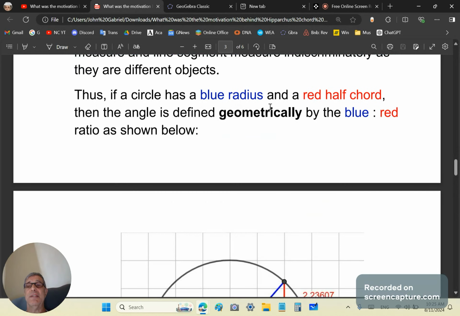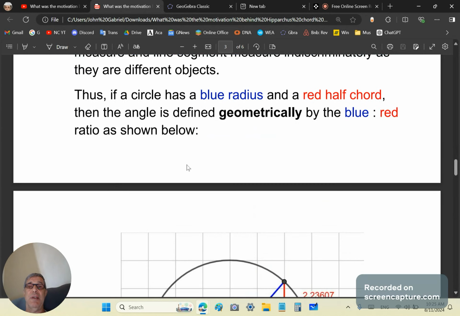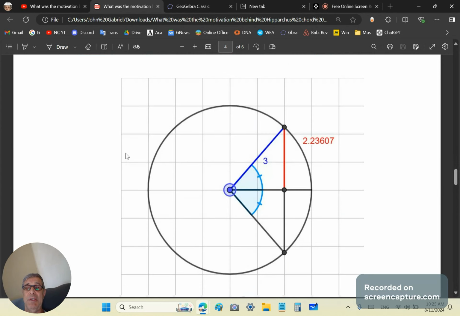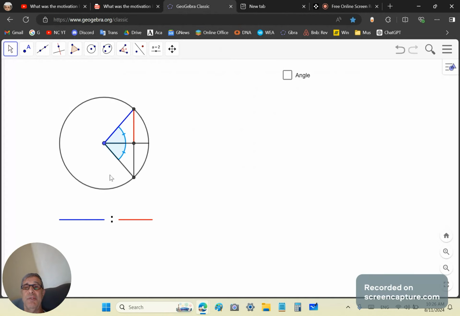Thus, if a circle has a blue radius and a red half-chord, as you see in this diagram, then the angle is defined geometrically by the blue and red ratio. So how is it defined geometrically? Well, this is the angle that you see here. So let's go to GeoGebra.